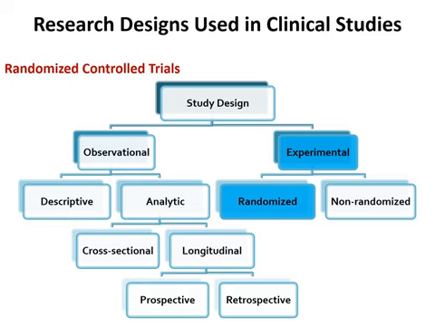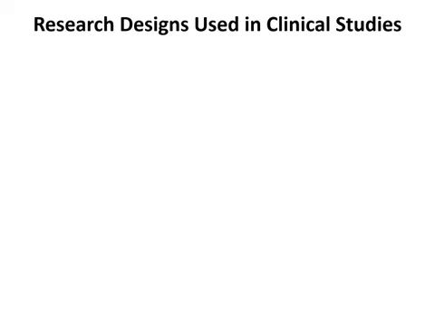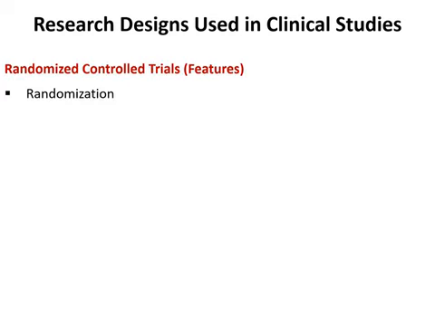It's an experimental and randomized study design. Features of the randomized clinical trials. First, randomization, which means every patient or every subject has an equal chance to be selected in each group. When we are not grouping the patients according to our criteria, that means we are reducing the bias.